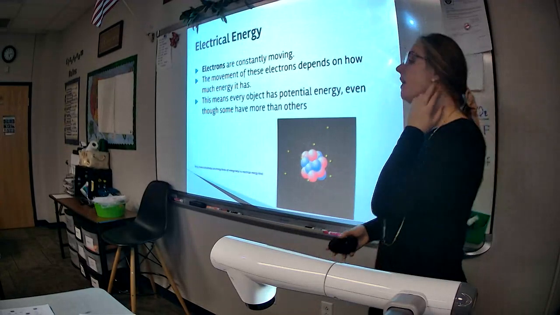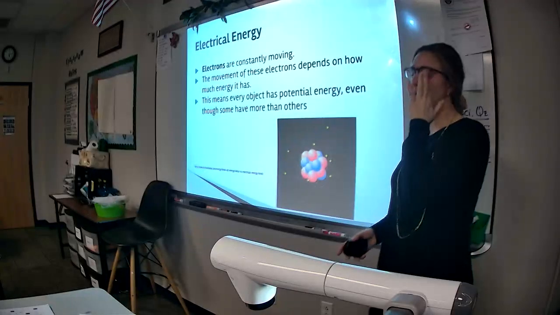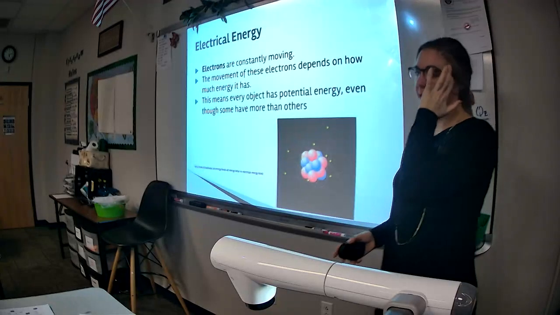The movement of these electrons depends on how much energy the atom has.